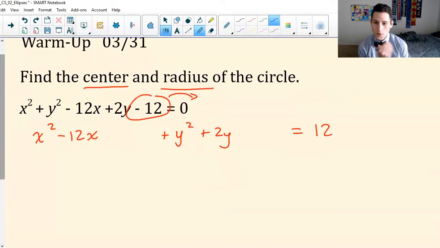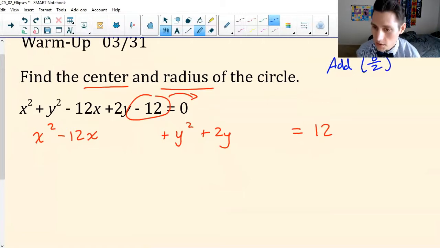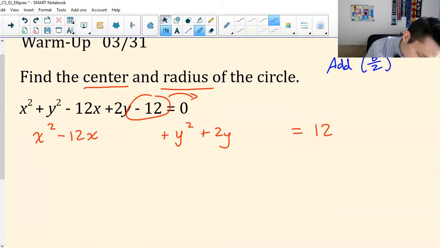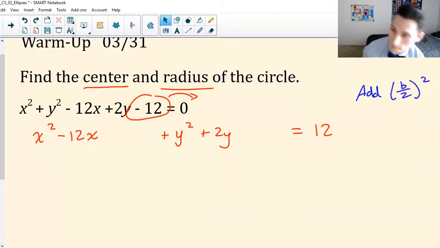From there, we're going to complete the square with the x and the x squared, and then also complete the square for the y and the y squared. So remember, completing the square involves adding b over 2 squared on both sides. And you can't see that. Let me move that down. Okay, add b over 2 squared on both sides.